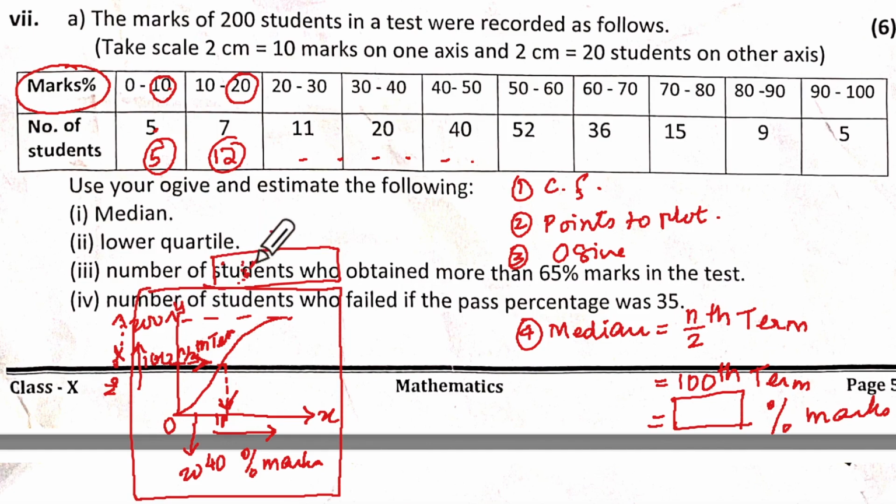Scale on x-axis, and it will be 2 centimeters equal to 20% marks. 2 centimeter 20% marks. Okay, then on y-axis what you will say? There are 200. So again there are 10 boxes here. So 2 centimeters equal to 20 students. Did you understand how you have to write?